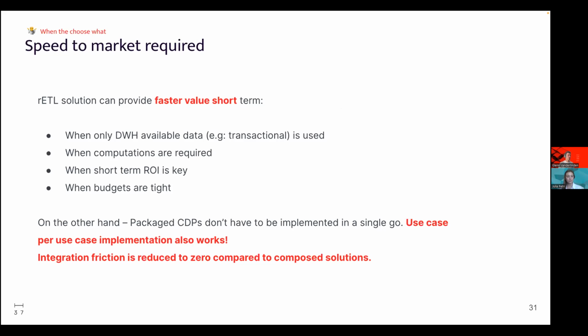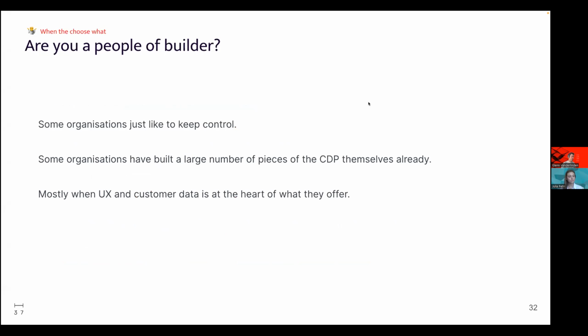Integration friction is almost reduced to zero compared to composed solutions. And when I say integration friction, I'm not referring to implementation friction. I'm referring to the integration friction in a composable setup, meaning that you still need to take care of the integration between different components yourself, right? If you buy a packaged CDP, you basically buy an off-the-shelf product that's integrated from A to Z. All these elements are in there and they work seamlessly. You don't have to figure out how to integrate data quality with your data pipeline or with your identity resolution and your reverse ETL setup.